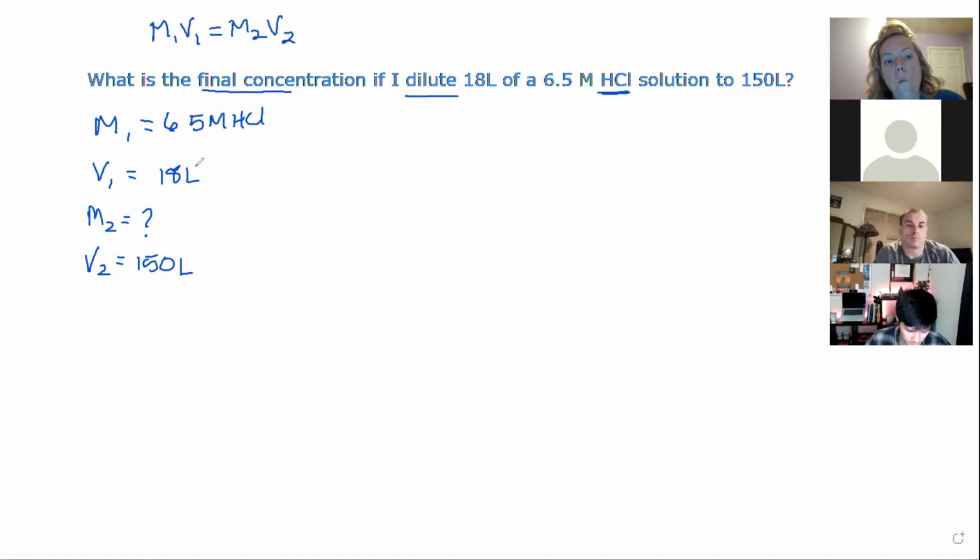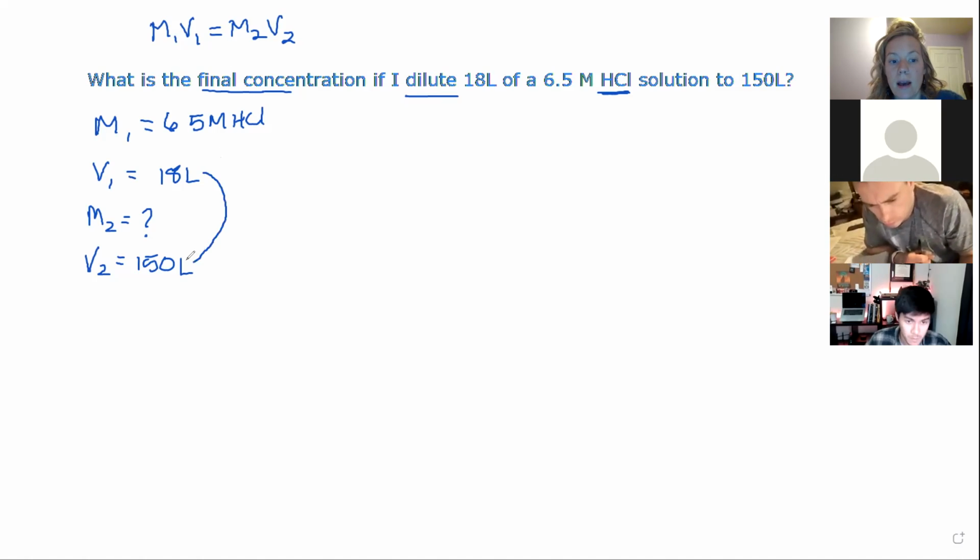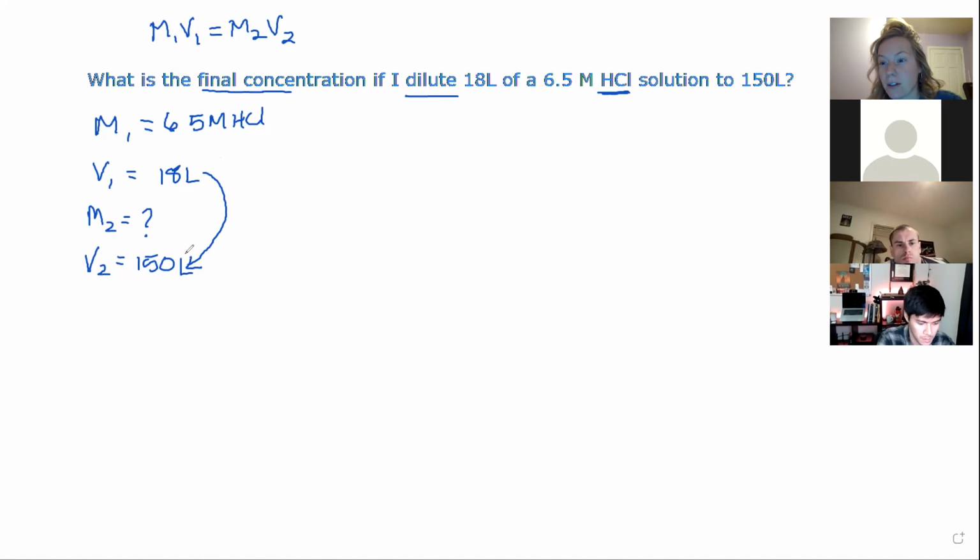So just conceptually thinking about how these things relate to each other, this number is going up. You see how that number is getting bigger? Not quite by a factor of 10, but it's going up by a factor of around 8.3. So because this is going up by a factor of 8, this should decrease by a factor of 8 to compensate for it. As our volume goes up, our concentration should go down.